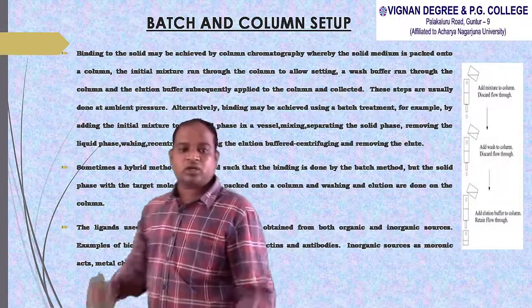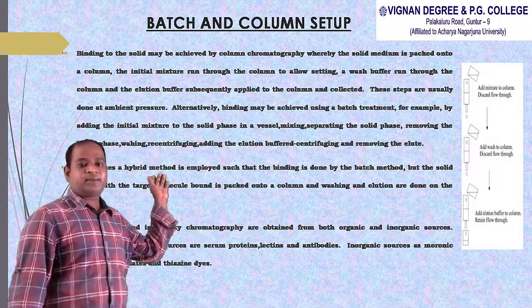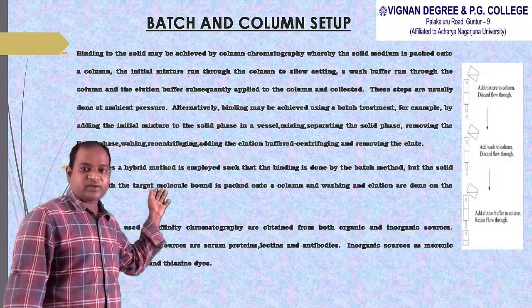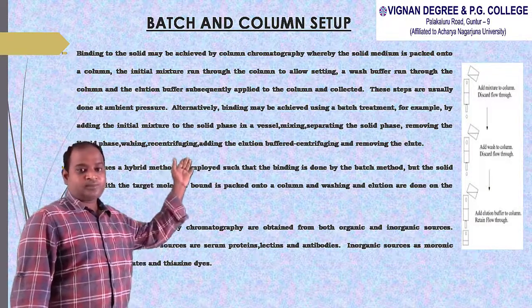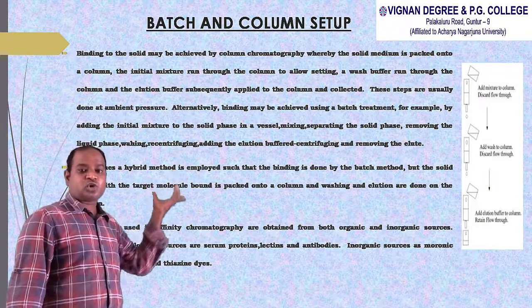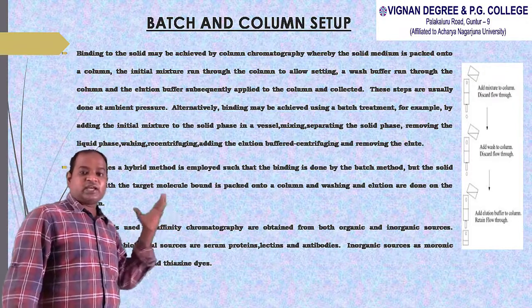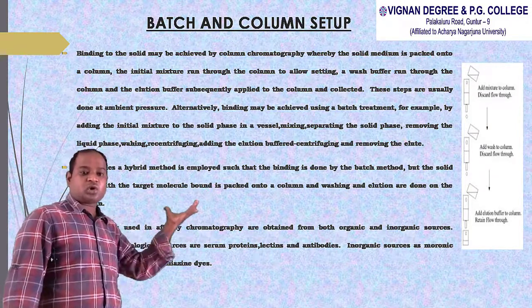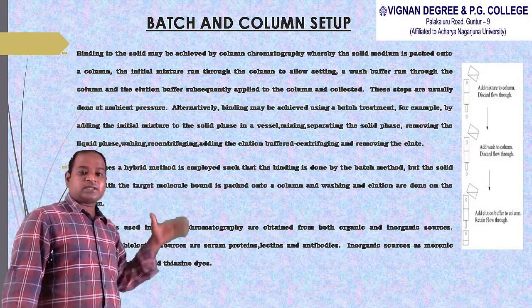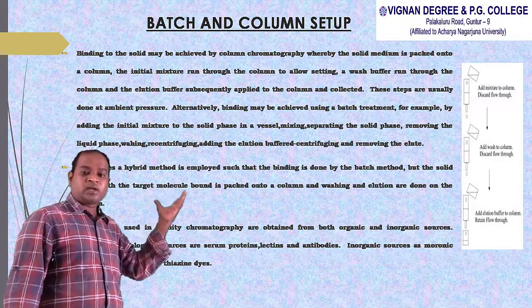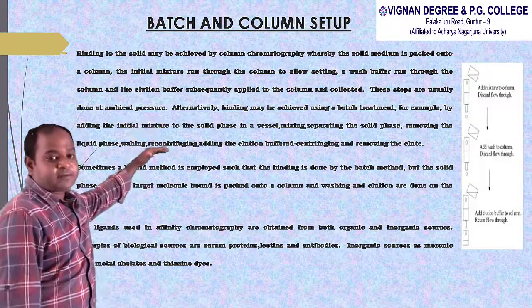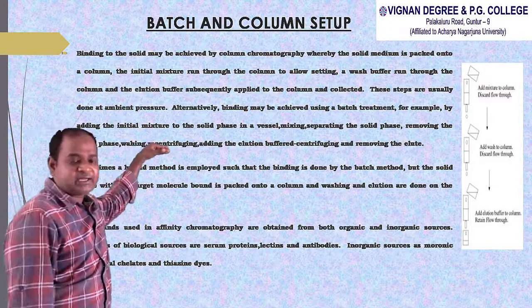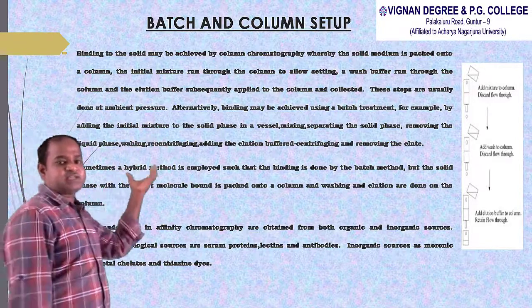Next, coming to binding to the solid, it may be achieved by column chromatography, whereby the solid medium is packed onto a column. The initial mixture runs through the column to allow settling. A wash buffer runs through the column, and the elution buffer is subsequently applied to the column and collected. So in this step, I am explaining clearly what the exact process is.